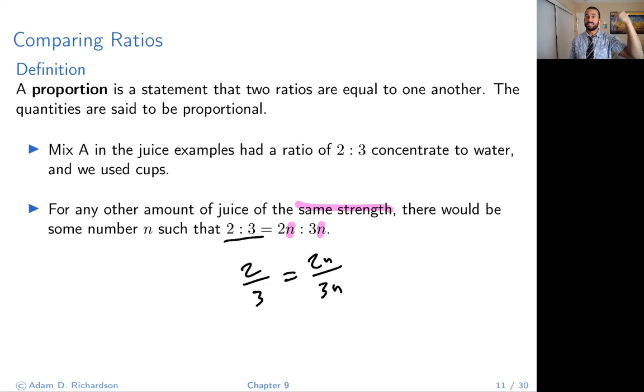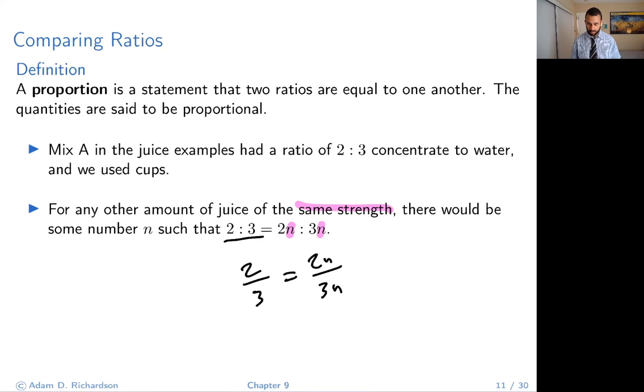So if you need to double the recipe, n would be 2. If you wanted to quadruple the recipe, n would be 4. If you wanted to halve the recipe, n would be a half. If you wanted to only make 1/10 of a recipe, n would be 1/10. And that's the idea, and that's why it's true, right?